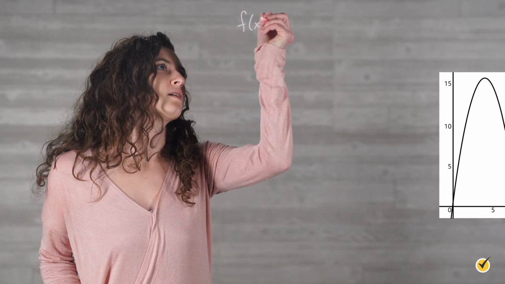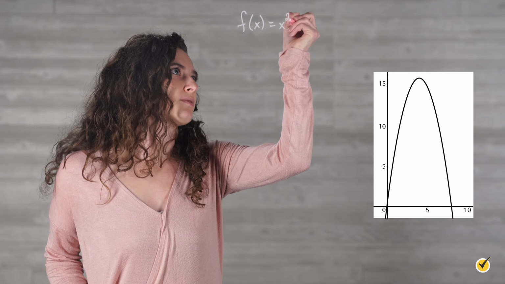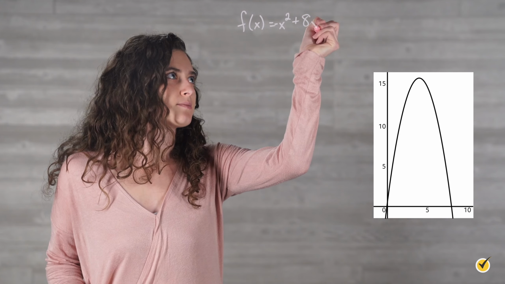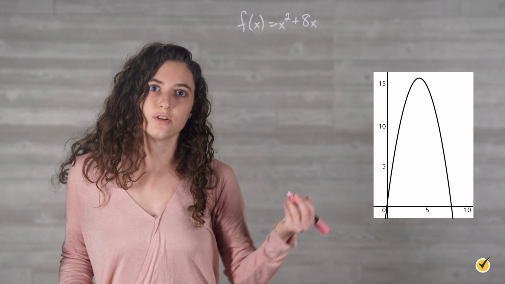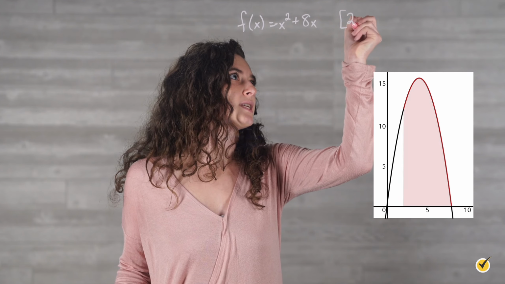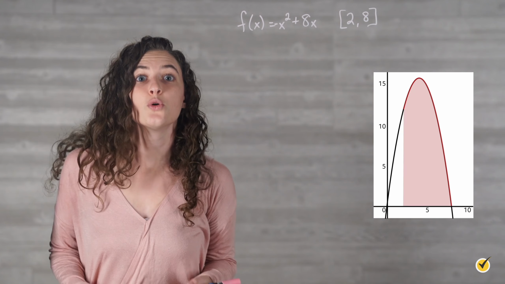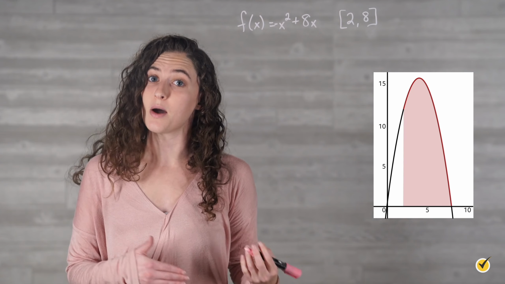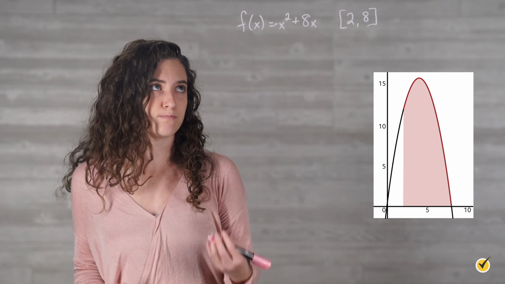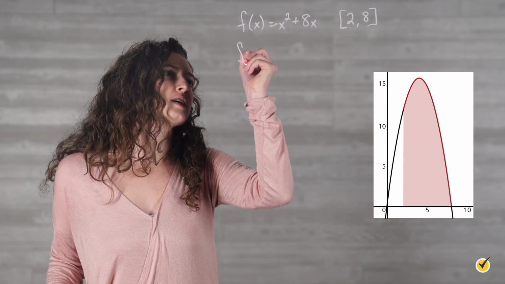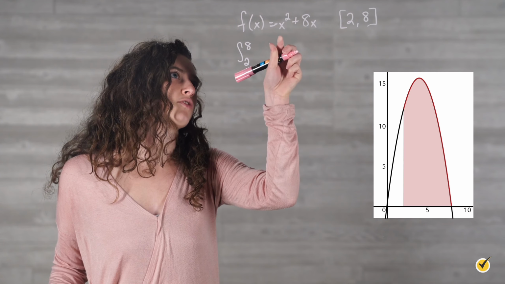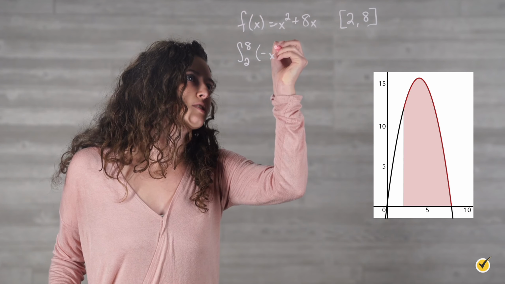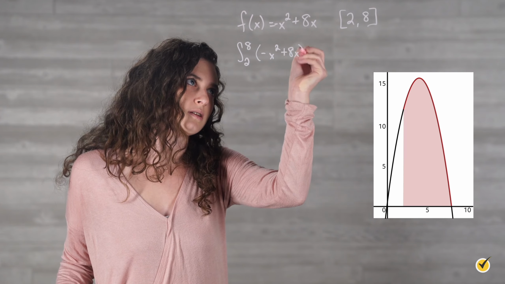For example, if we wanted to find the area underneath the function f of x equals negative x squared plus 8x on the interval from 2 to 8, we would need to take the definite integral of f and evaluate with an upper bound at 8 and a lower bound at 2. So that would look like this. We'll take the integral from 2 to 8 of our function f of x, negative x squared plus 8x, dx.